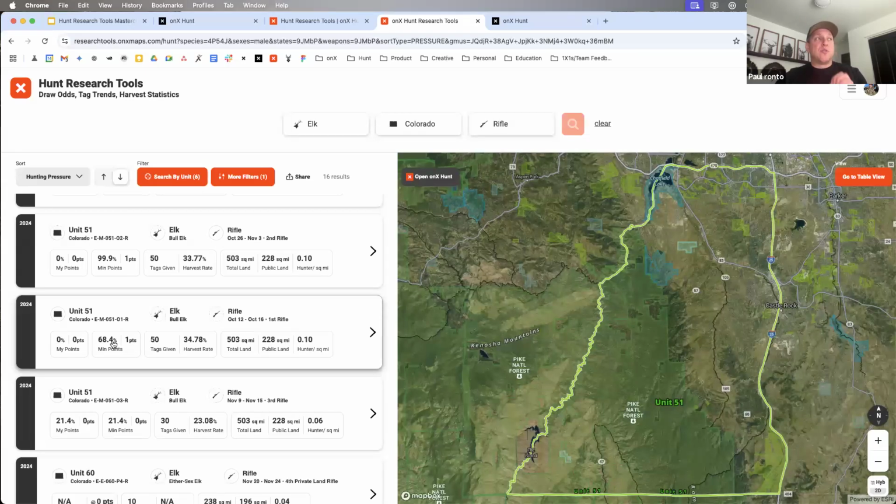So that means anyone with 0 points had a 100% chance of getting this tag. Anyone with 1 point had a 68% chance of getting this tag. And anyone with 2 points or more had a 100% chance of getting this tag. And so maybe I said that wrong. Anyone with 0 to 1 points had 0% chance. Anyone with 1 point at the break even had a chance of getting it. And anyone with over 1 point had a 100% chance.